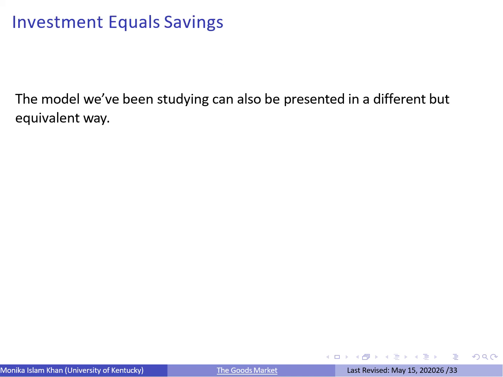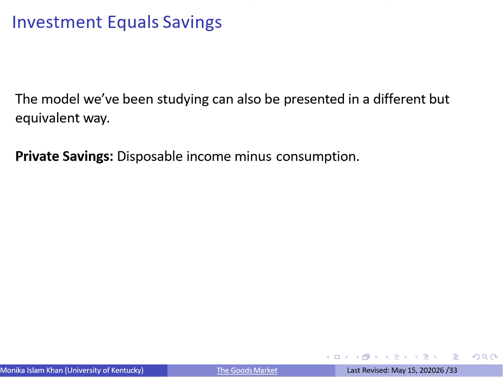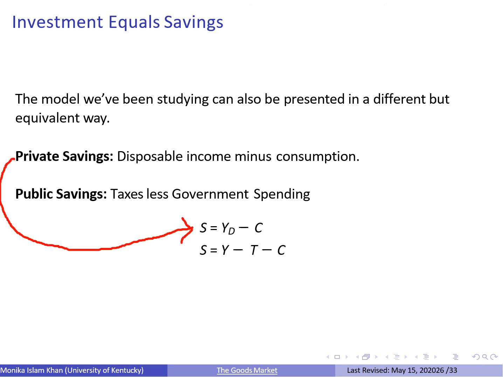This model can also be presented in a different but equivalent way. Now think about the types of saving there are in the economy. We have private savings, which is disposable income minus consumption. And then we have public savings, which is saved by the government, which is taxes minus government spending. Private savings equals disposable income minus consumption, and disposable income is actually income minus taxes. So we can incorporate Y minus T in this equation.